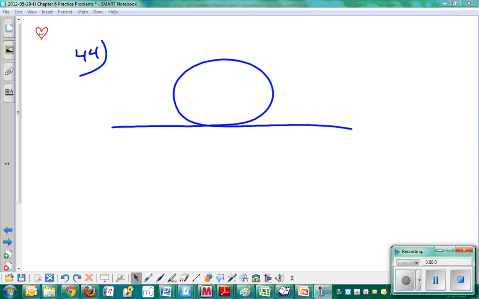Problem number 44. That's a car, which we will represent as a dot for the sake of expedience. We have an initial velocity v naught, which is 4 meters per second, I believe. Now, here's the idea.